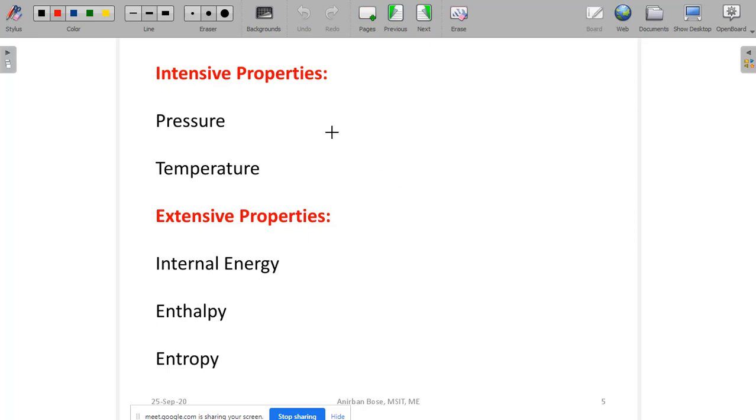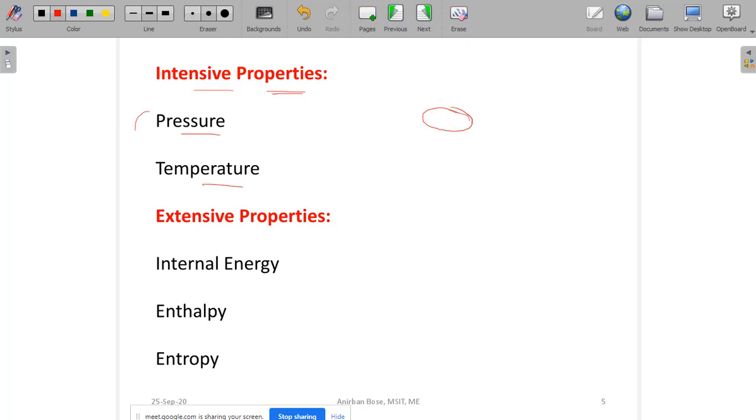Specifically we are interested in energy quantities. Intensive properties, as you know, are the properties that do not depend on the amount of material you are taking. Like pressure: if you take a certain amount of material, its pressure does not depend on how much you are taking. It does not depend upon the mass, the amount or the volume. This is what an intensive property is. You know that pressure and temperature are intensive properties.